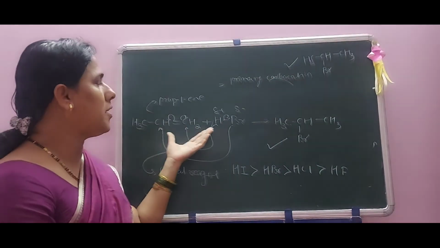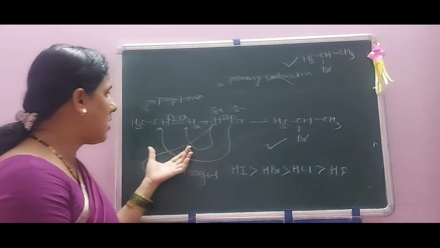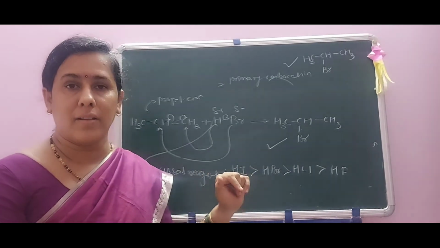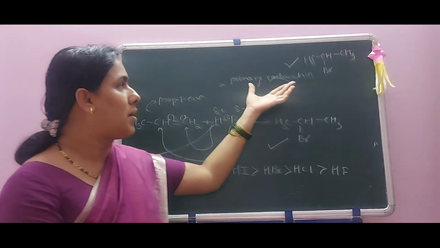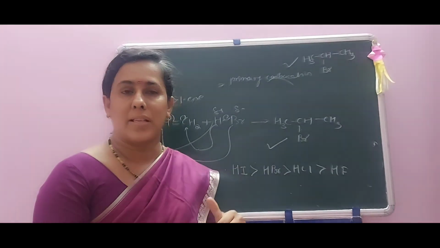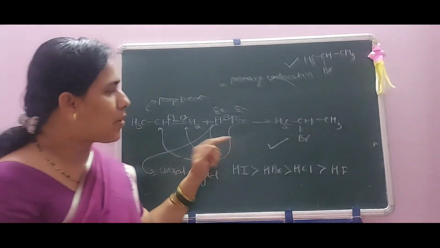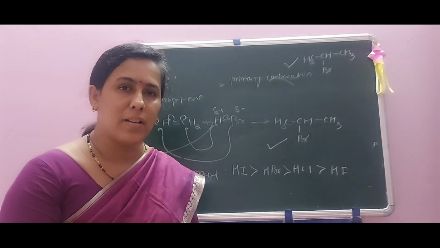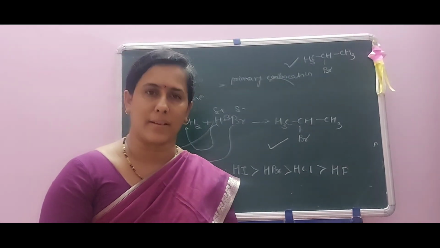That is known as the anti-Markovnikov rule, where the addition to an unsaturated alkene does not follow Markovnikov's rule in the presence of a peroxide. What happens here? Whether the first product is the correct one, or the second product, or an unexpected product. This kind of thing we will discuss in the next lecture.